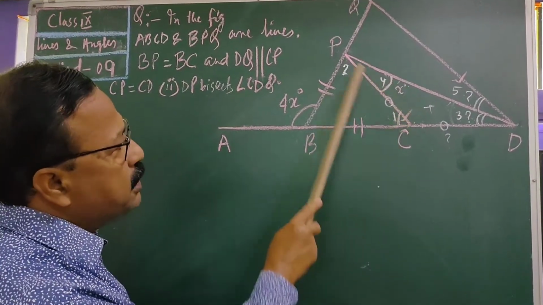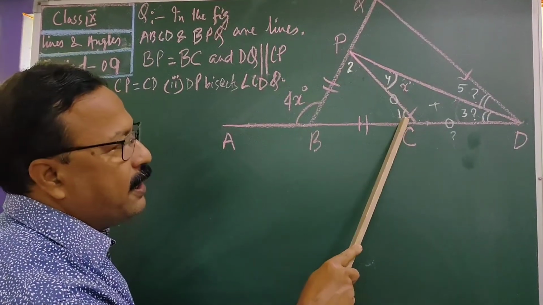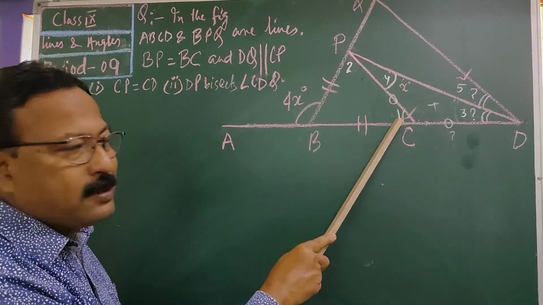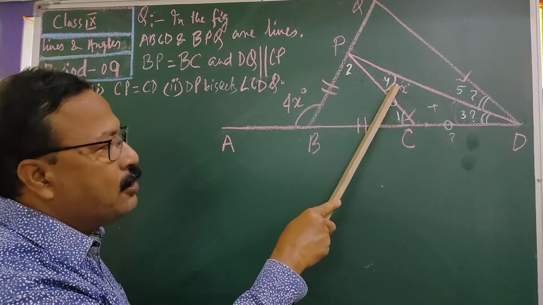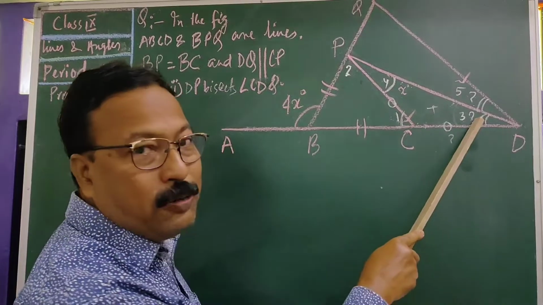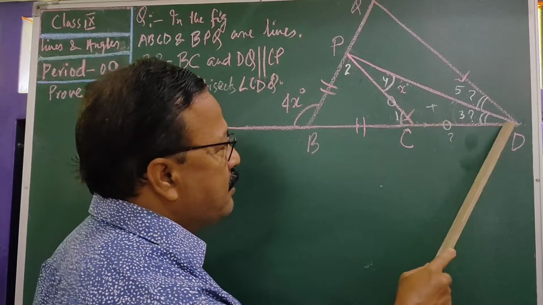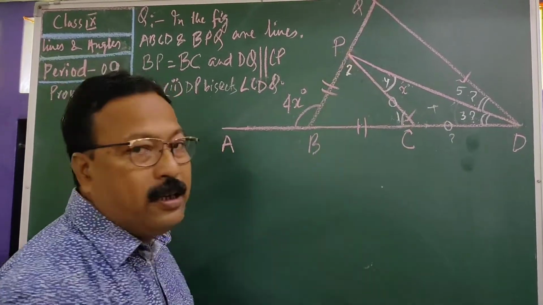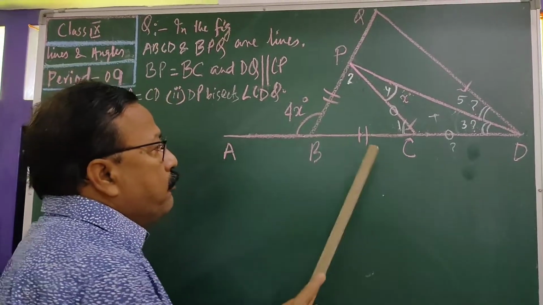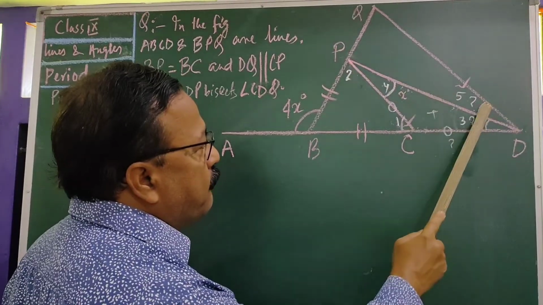For this triangle CPD, DC is produced, so angle 1 is an exterior angle. As a result, the sum of these two must be equal to angle 1, that is 2x, and this one is x, given also. That means 2x minus x equals this one angle, so this one also will be x. Hence we can say CD equals CP. It has first been proved, and now we want to show that DP is the bisector of this one angle.